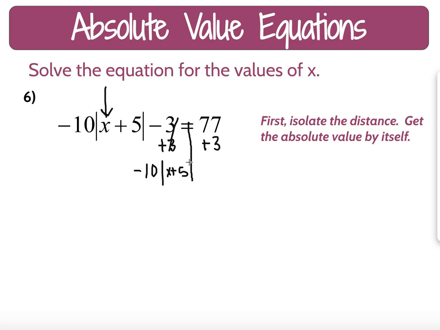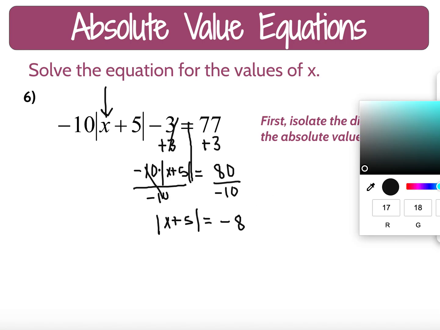I have to squeeze it in here. Equals 77 plus 3 would give us 80. Okay, another one like this where the -10 is stuck with multiplication, so that means we have to use division. That will change it into a 1, x plus 5. And then I have to divide this side by -10 also, giving us a -8.